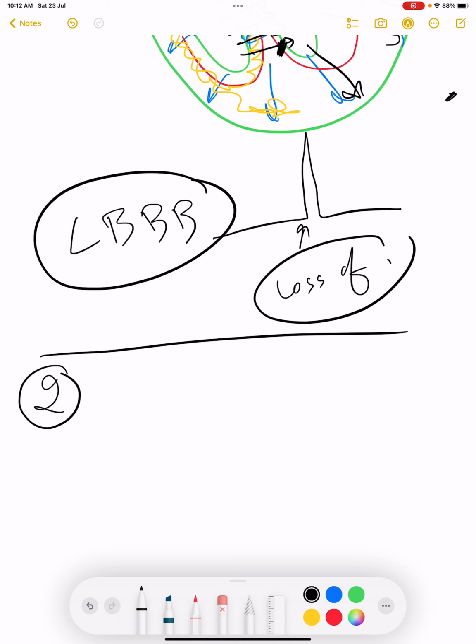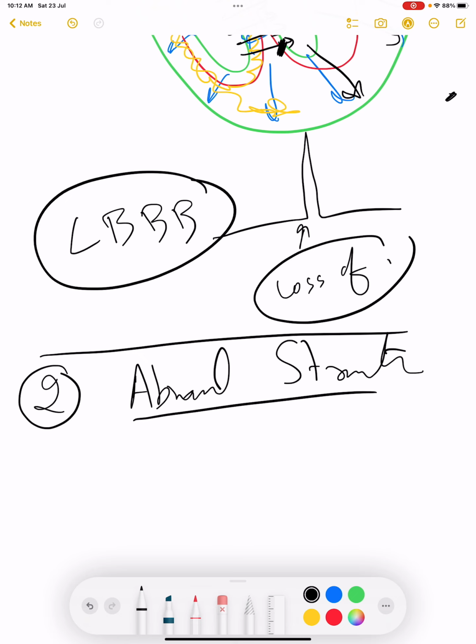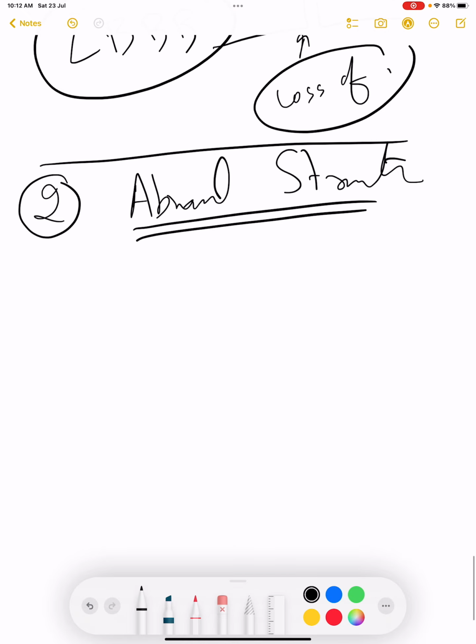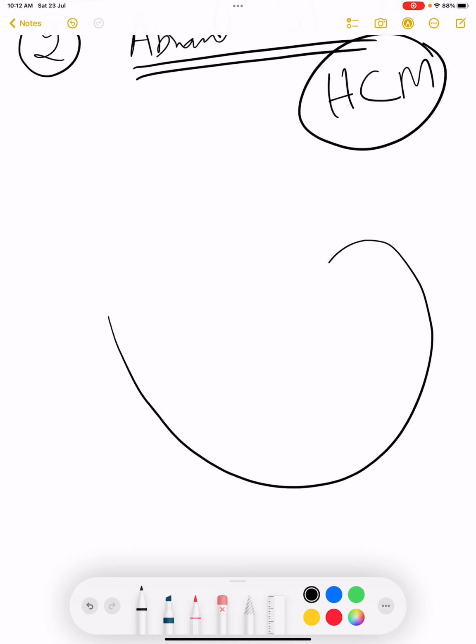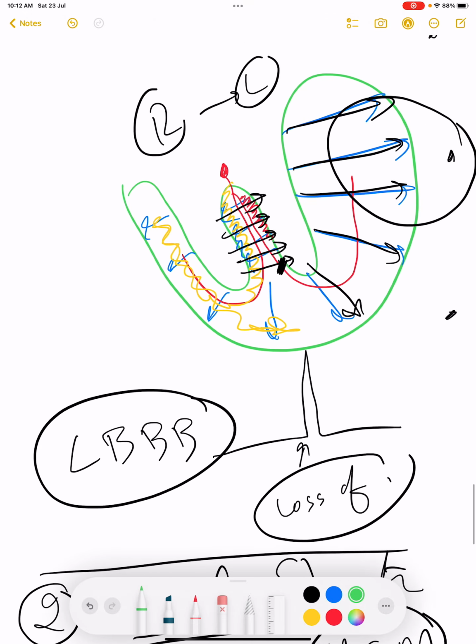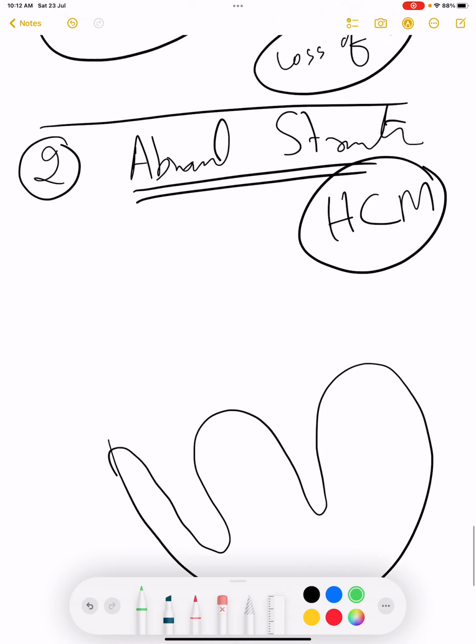Okay, the second type of condition in which there will be some abnormality in the Q wave, we discussed, that was abnormal structure. Abnormal structure means abnormal anatomy, and in this topic we will discuss hypertrophic cardiomyopathy. What happens in hypertrophic cardiomyopathy? Actually the septum becomes enlarged. Previously, the septum was of very small size.